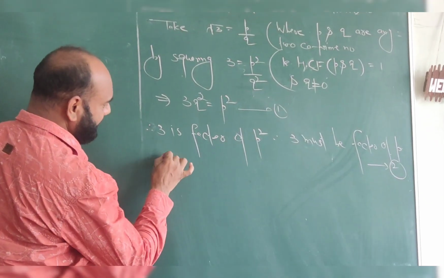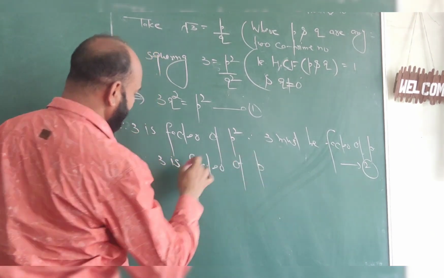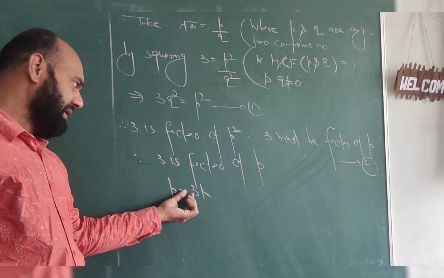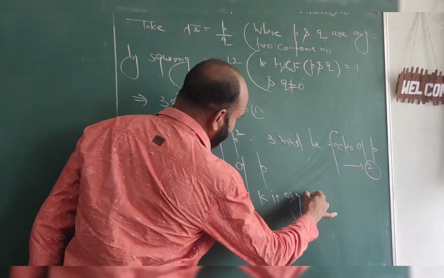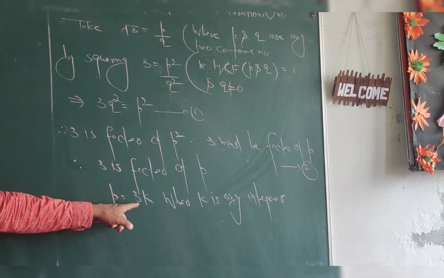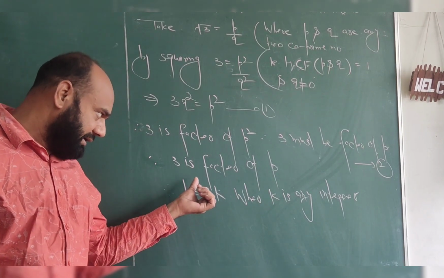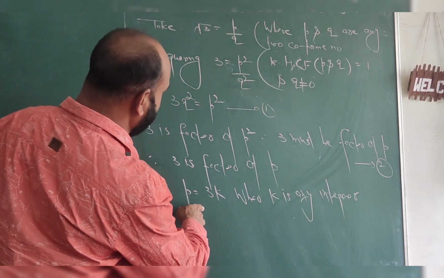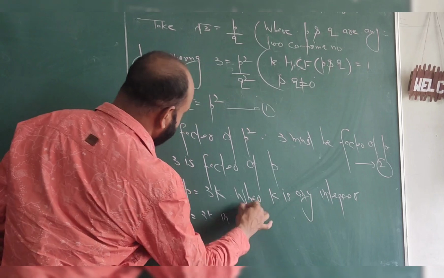Now because 3 is a factor of P, therefore P can be written in the form 3 multiplied by K, where K is any integer, which indicates 3 is a factor of P. So P is equal to 3K, means P is equal to 3 times K. So put P equal to 3K in equation number 2.